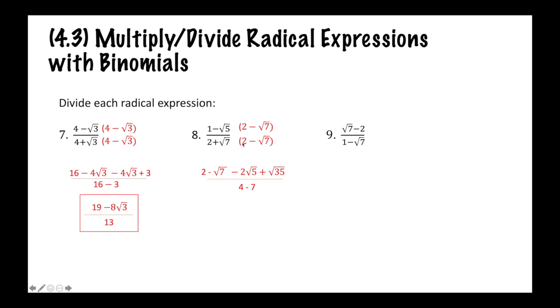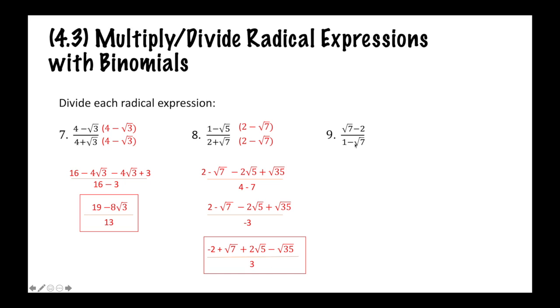In the denominator, 2 times 2 is going to give me 4. I could do the outside, which would give me negative 2 root 7. I could also do the inside, giving me positive 2 root 7. And I could do root 7 times negative root 7, which would give me negative root 49, which then turns into a negative 7. So from here, I've got 4 minus 7, and that means my denominator right now is negative 3. But once again, we're not allowed to have a negative in the denominator. So what we'll do here is change every single sign in this whole expression. And that's going to make this a negative 2 plus root 7 plus 2 root 5 minus root 35 all over positive 3.